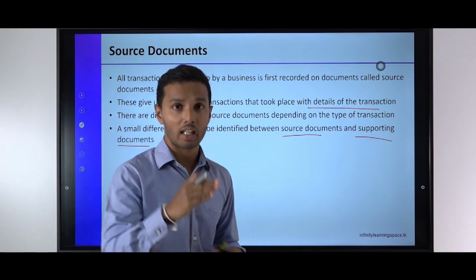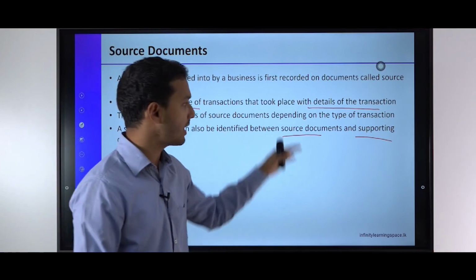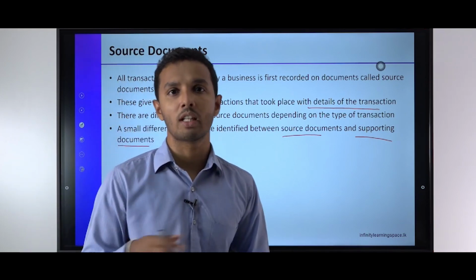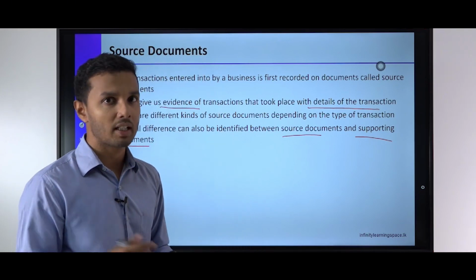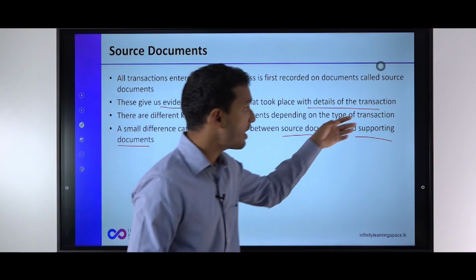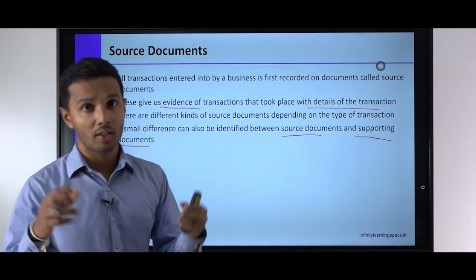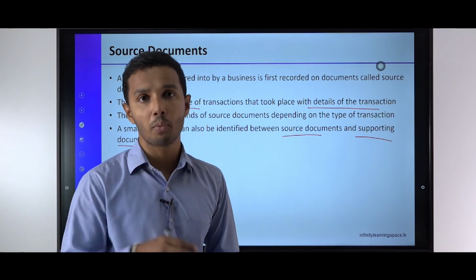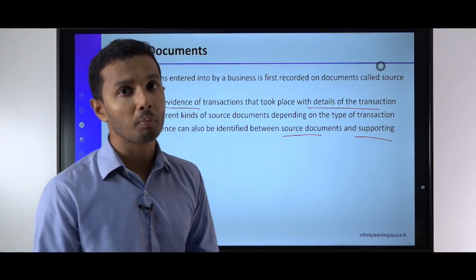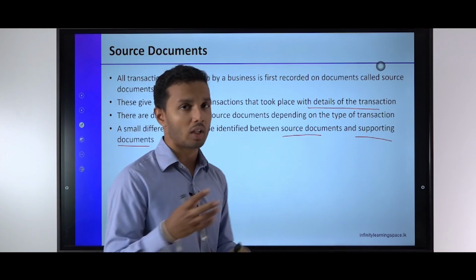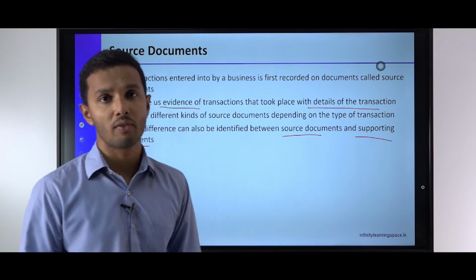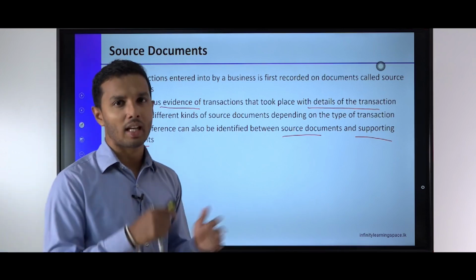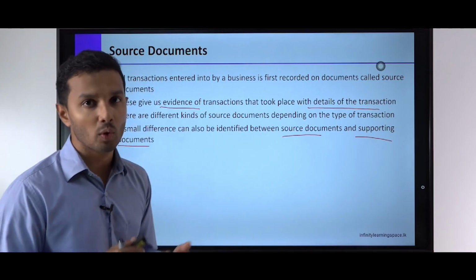Source documents give us direct evidence that a transaction happened. So this will include items like the purchase invoice, sales invoice, debit note, credit note, receipt, payment advice, things like that. Whereas supporting documents are documents that give us information about the transactions, but don't give us direct proof that a transaction actually took place. So this includes things like quotations, purchase orders, goods received note, and so on. Don't worry too much about it. Like I said, most of the time we use both of them together.